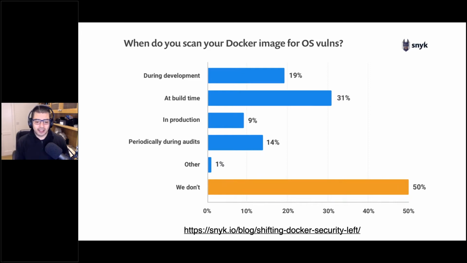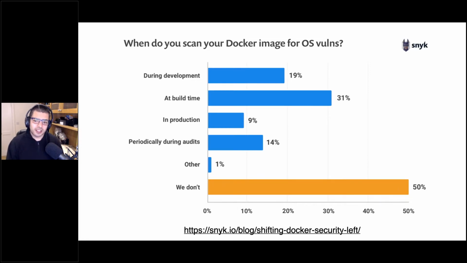This is from a different report that we did last year called Shifting Docker Security Left. This was a report that looked at when people test and scan their Docker image for vulnerabilities in the operating system. And you can see that people tend to do this at build time if they do choose. Again, this is a multi-choice question, so numbers will surpass 100, which is nice to see, as it means people are testing in multiple places. But less than 1 in 5 people test during development. One of the sad things is here, 1 in 2 people don't test at all. So a little bit shocking to see that.